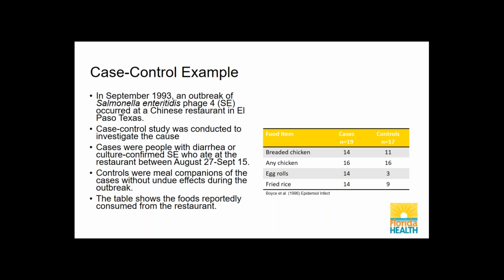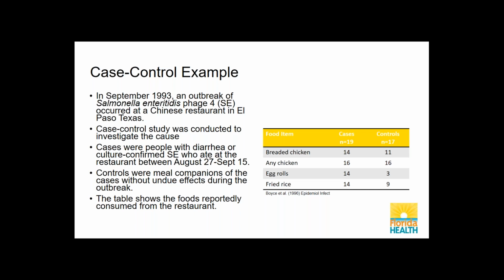The case control study was conducted to investigate the cause. Cases were people with diarrhea or culture confirmed Salmonella enteritis who ate at the restaurant between August 27th and September 15th. Controls were meal companions of the cases without ill effects during the outbreak. The table shows the food reportedly consumed from the restaurant.